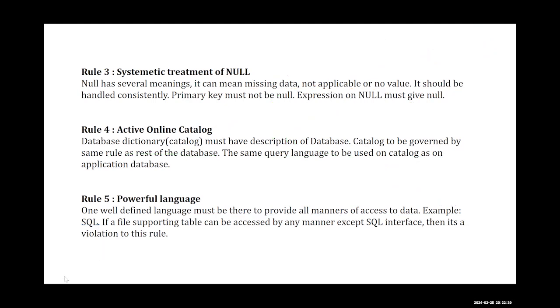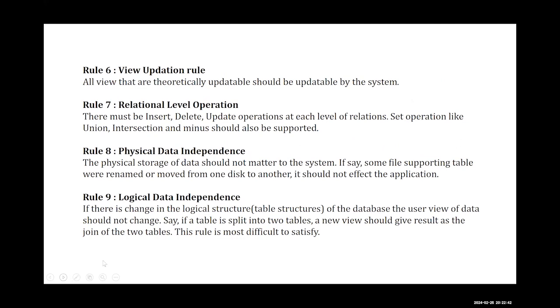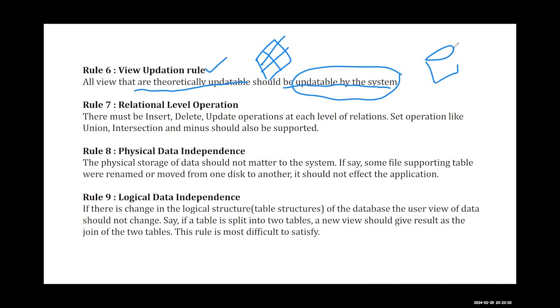So rule 6 says view updation rule. So what is this? All views that are theoretically updatable should be updatable by the system. So theoretically, if you have a certain rule, then you should be able to update practically in the system as well. That is what the rule 6 view updation rule says. It has to be updated in the database also. So that is what this rule 6 means.